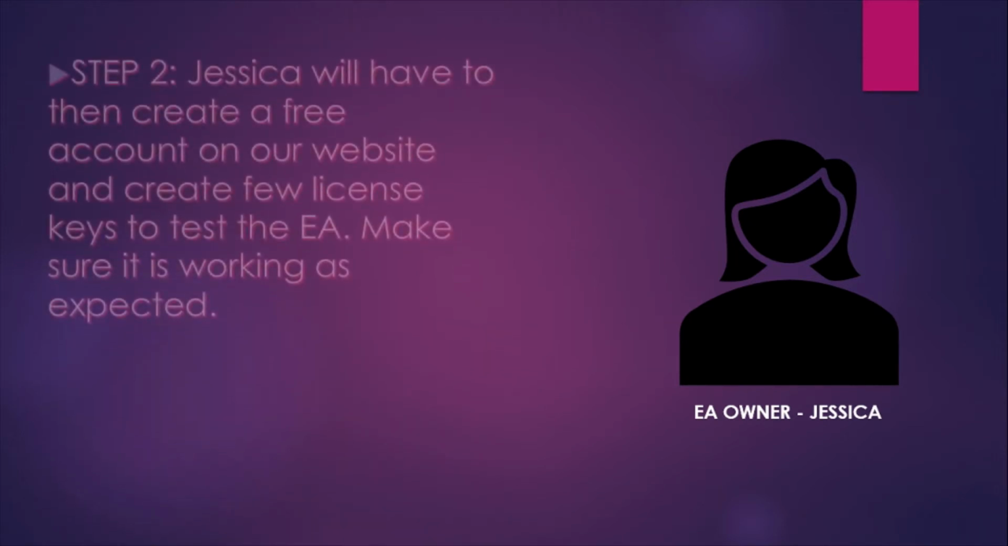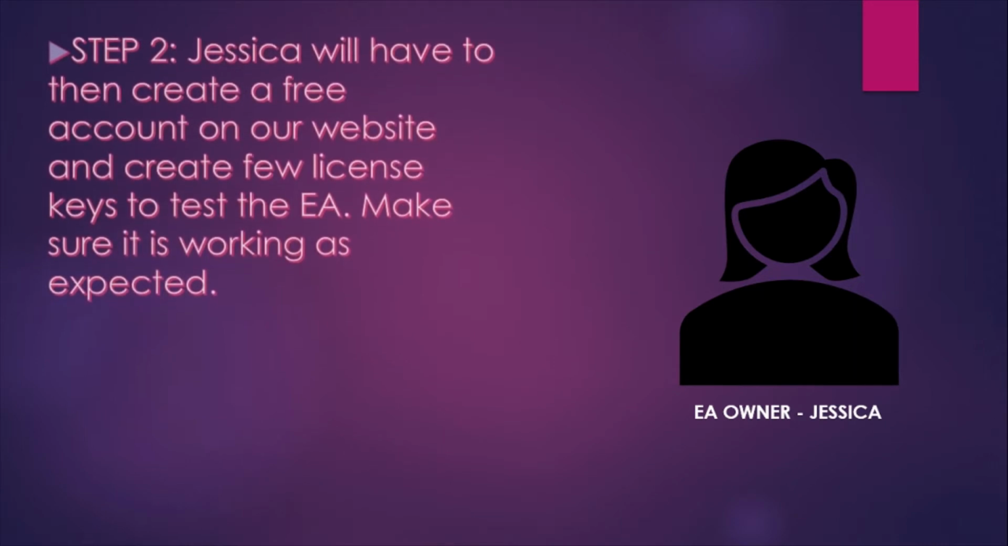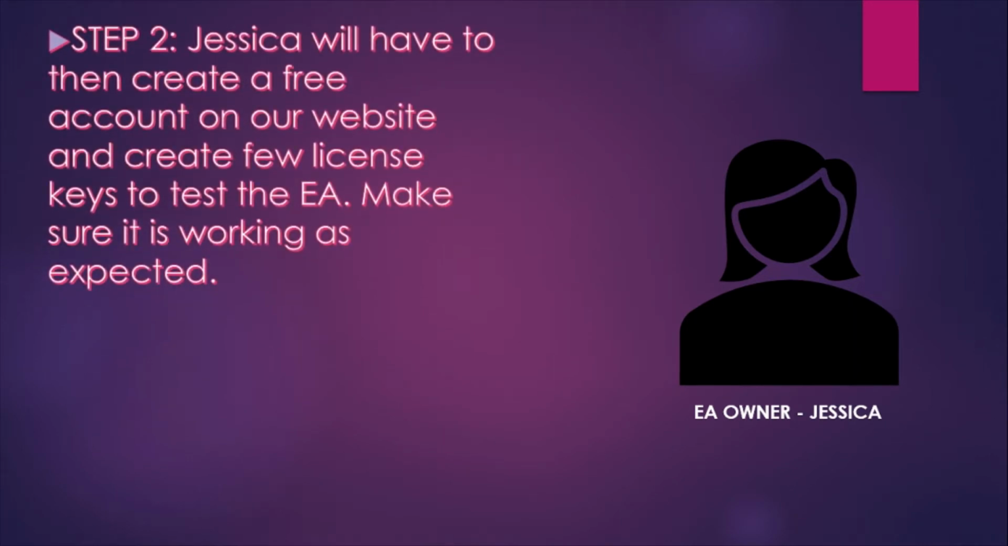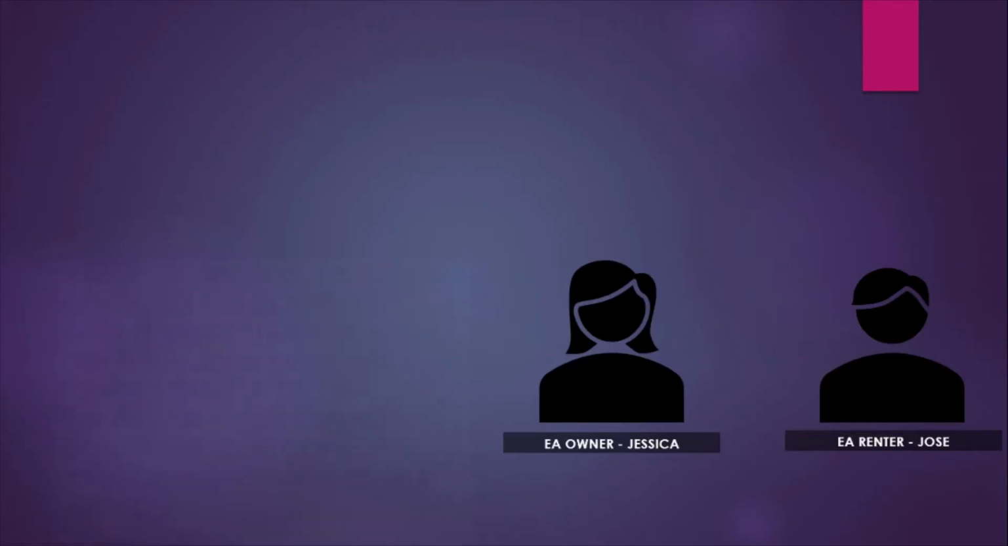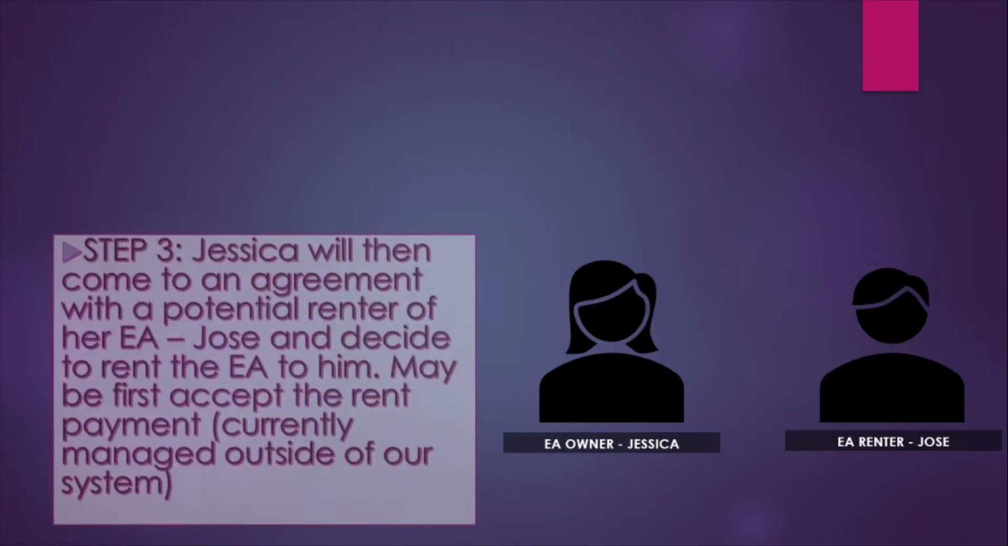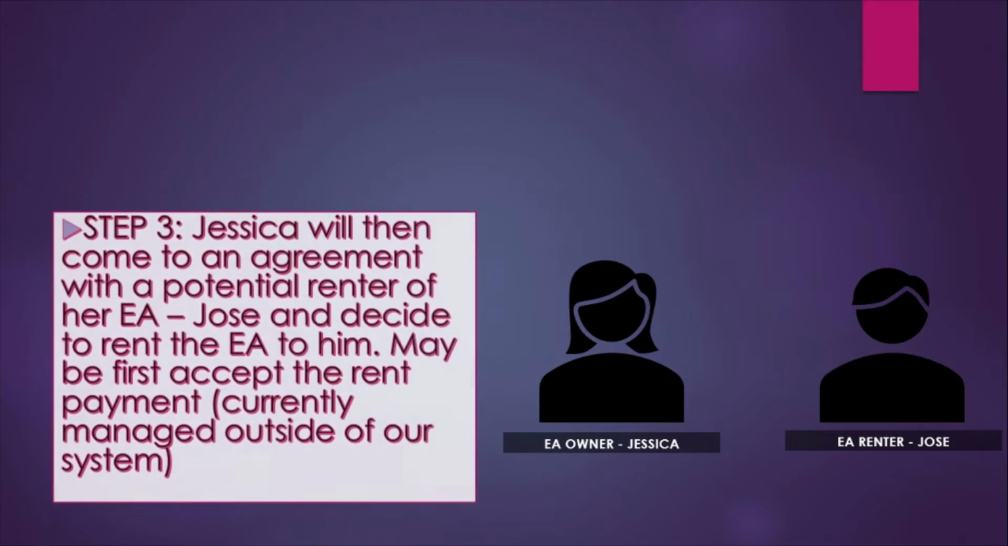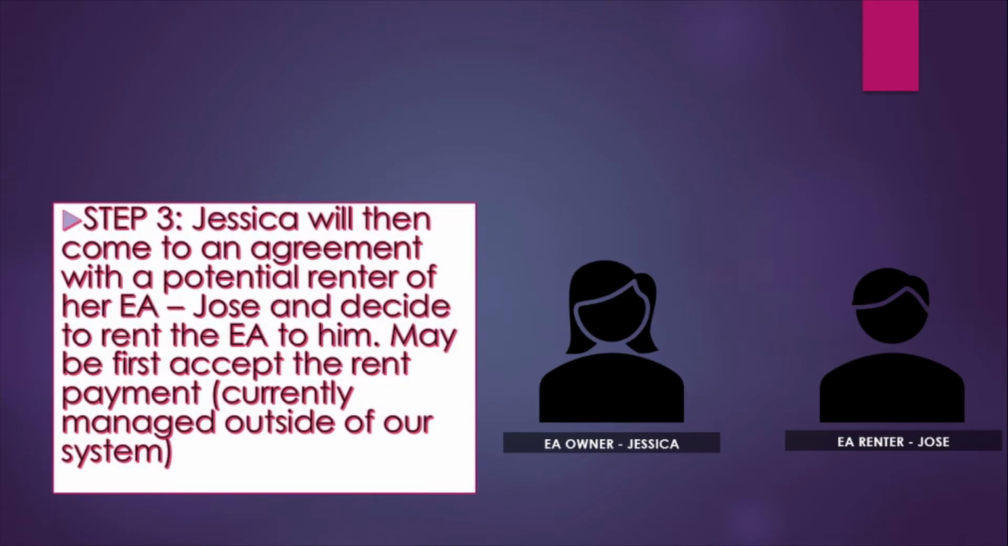Once this is done, step number 2 is that Jessica will have to create a free account on our website and create a few test license keys. And once she is ready, step number 3 is that she will rent her EA. Let's say the renter is Jose. First, Jose will have to pay for the rent. For now, this payment processing is managed outside of our system.